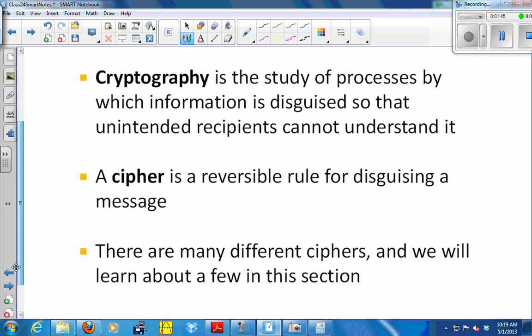So just a little vocabulary. Cryptography is the study of the processes by which information is disguised so that unintended recipients can't understand it. That's the definition of cryptography. And a cipher is a reversible rule for disguising a message. Another more commonly used word for cipher is code. There are many, many, many different ciphers. We're just going to learn about a few in this little mini unit.